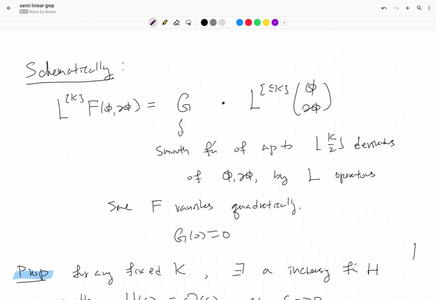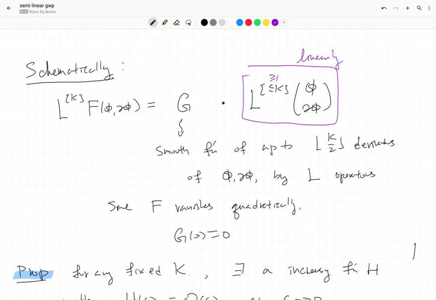So here I mean that this is less than or equal to k and also bigger than or equal to 1, by the way. So this will be L phi, L squared phi all the way up to L^k phi, and then L dphi, L squared dphi all the way up to L^k dphi. The key thing is that this appears linearly. And the smooth function g has to be a smooth function of up to k over 2 derivatives.